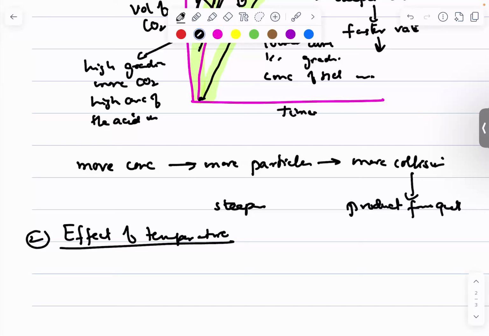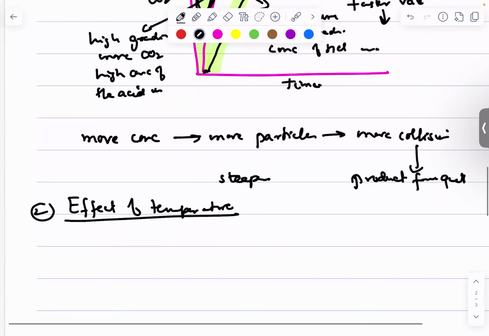But if you are boiling eggs in water and the flame is higher, then you are going to get the product quickly, that is boiled eggs. If the flame is lower, it will take more time to boil the eggs. So when you increase the temperature, the average kinetic energy of the molecules increases. They collide with each other faster and produce the product quickly, and the rate also increases.